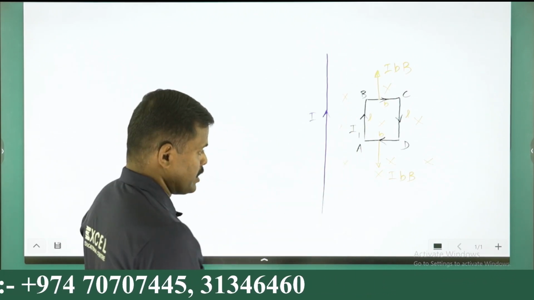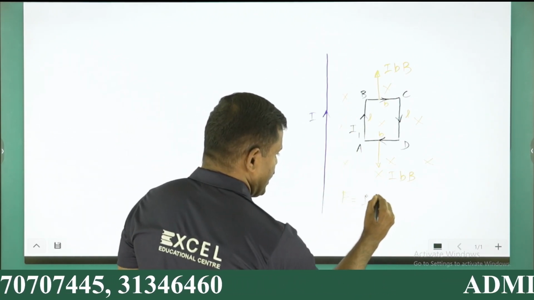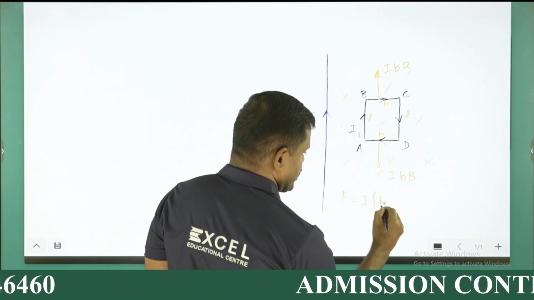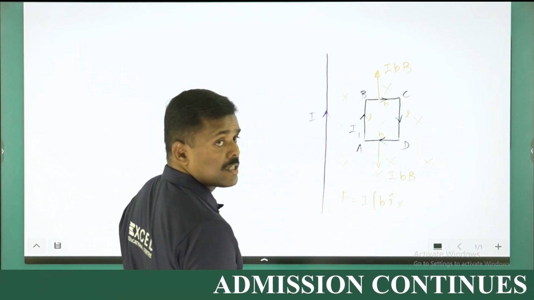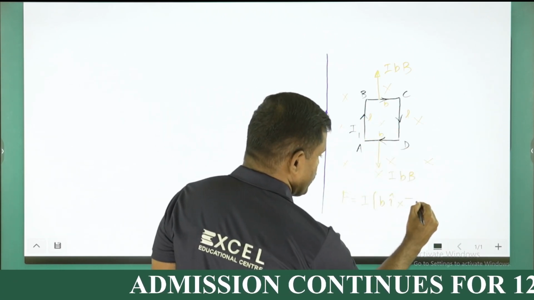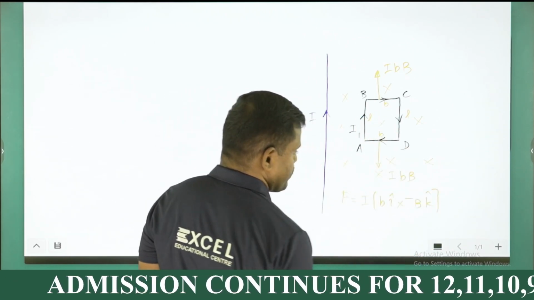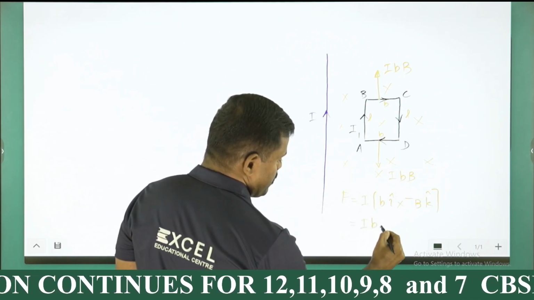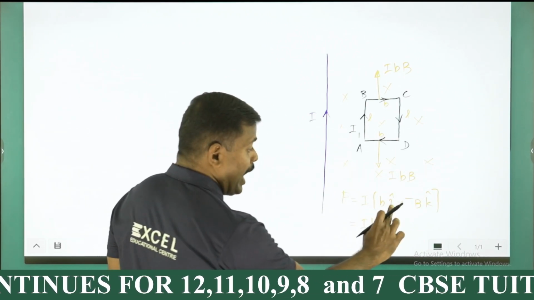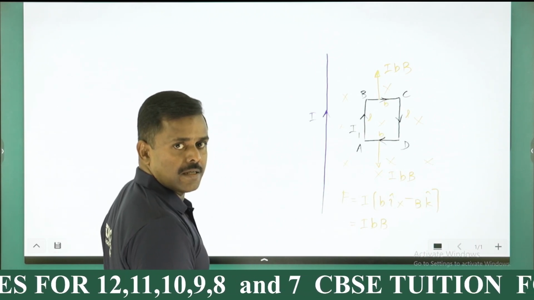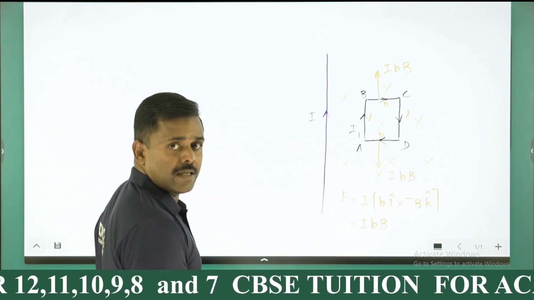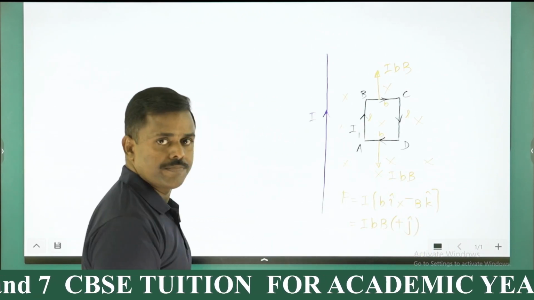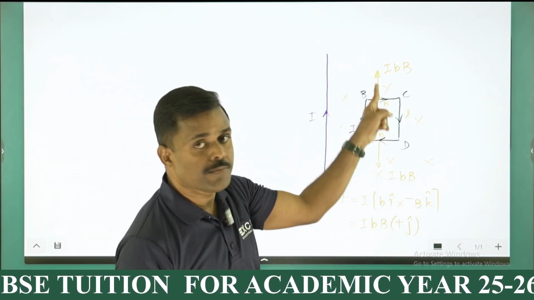Let me do it. F is given by I into b times i cap, since the direction is to the right, cross the magnetic field, which is into the board, minus k cap. So that will be I, B, b into i cross k, which is minus j. But there is a minus already, no? So it is plus j now. That is why the direction of force is upward.